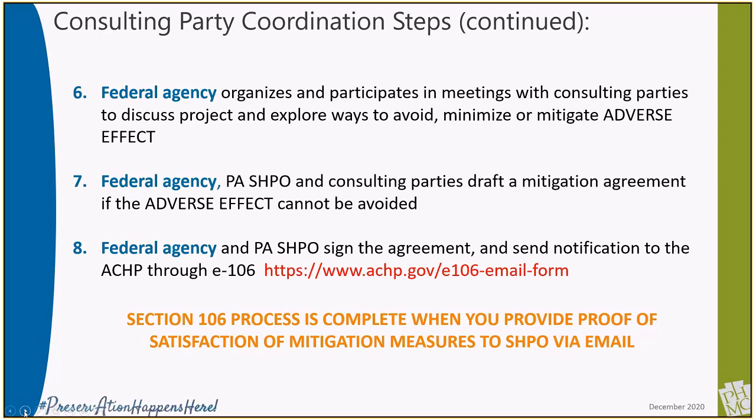And at that point, the 106 process is complete. The only outlying responsibility is the satisfaction of the mitigation measures. And once those have been carried out, proof should be sent in to the State Historic Preservation Office via email for their records and also for your own.